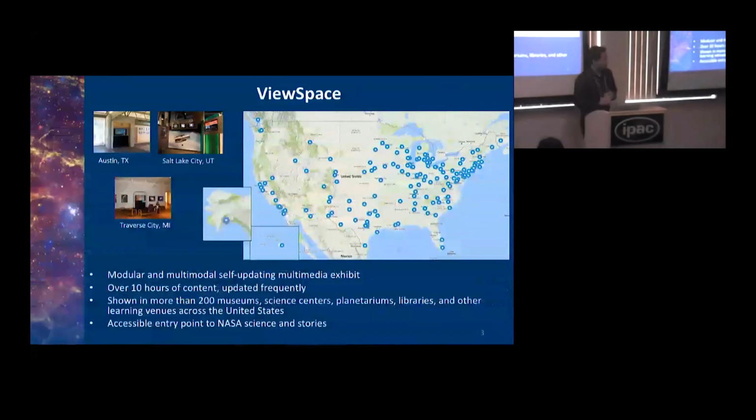So what is ViewSpace? ViewSpace is a modular and multimodal self-updating multimedia exhibit that has over 10 hours of content, and it's updated frequently. You can see on the reach map here, we are shown in more than 200 museums, science centers, planetariums, libraries, and other learning venues across the United States. It's an accessible entry point to NASA Science and Stories, and another good thing to point out is that the platform and the content are entirely free.